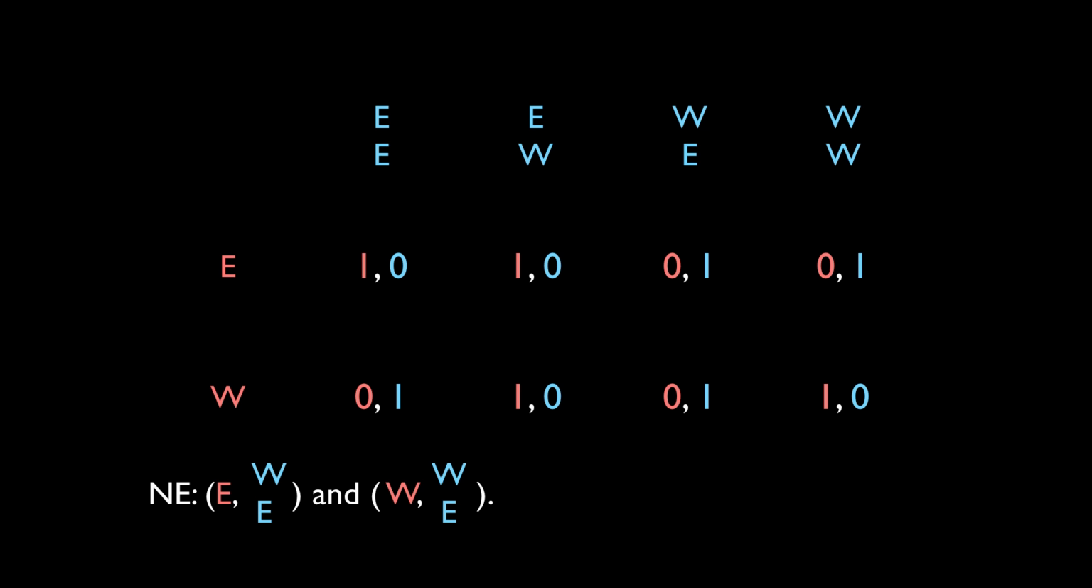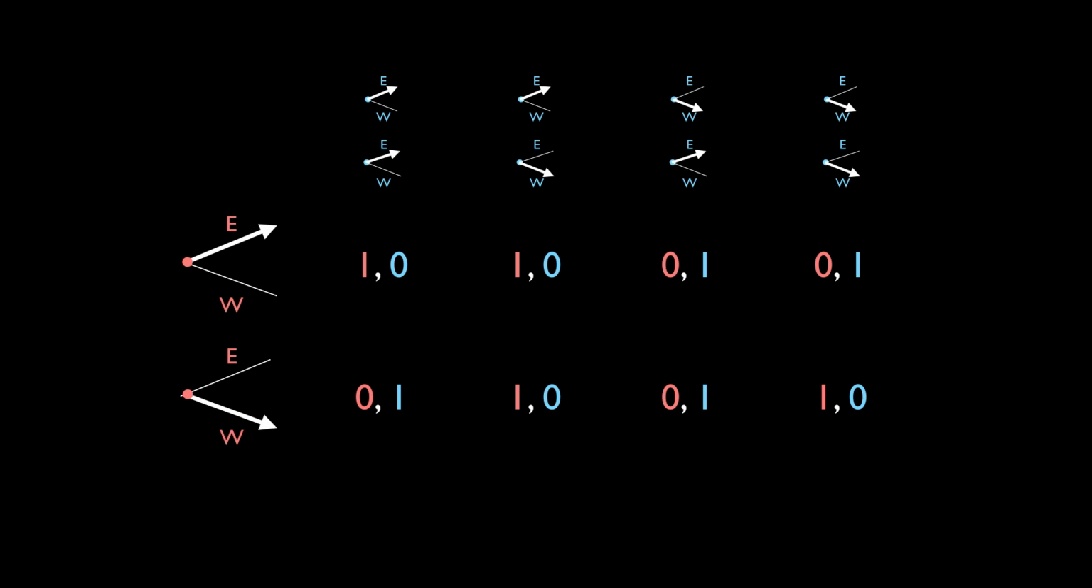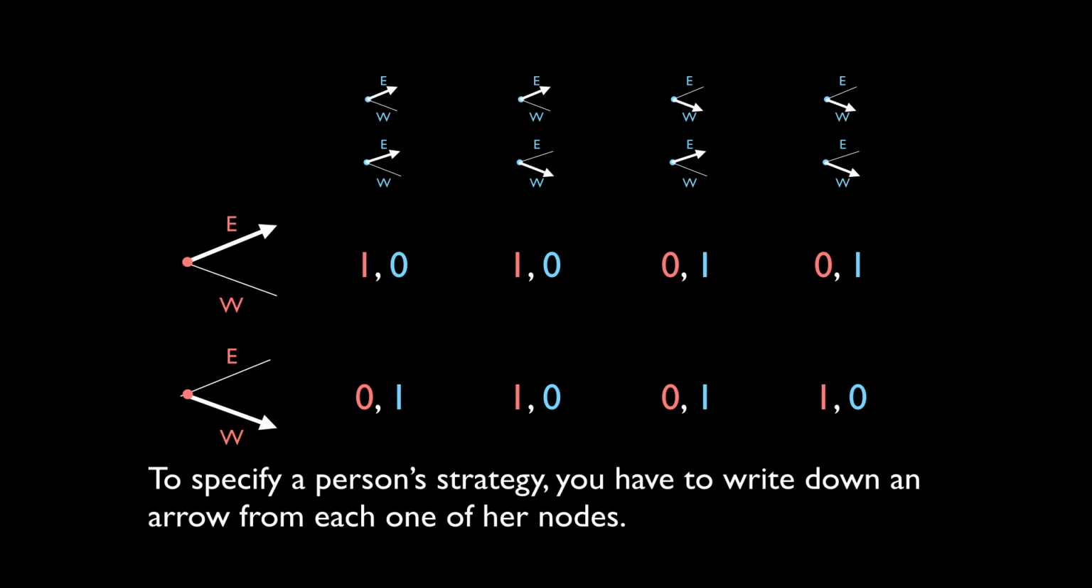Both measures. Okay, so you can write it this way. This is again the punchline. To specify a person's strategy, you have to write down an arrow from each one of the rows. A strategy is a complete contingent plan. So for example, if I just showed you this, this is what I wrote down.